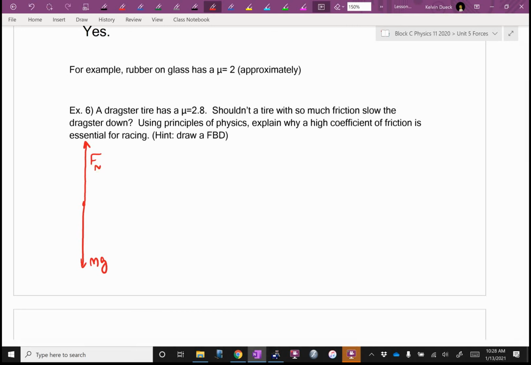Let's pretend this dragster is accelerating to the right. So which way must there be an unbalanced force pointing? What force? Yeah, friction is what makes the car go forward. Can you see, Allie, why that explains why you would want tires with a high coefficient of friction, since friction is mu times the normal force?